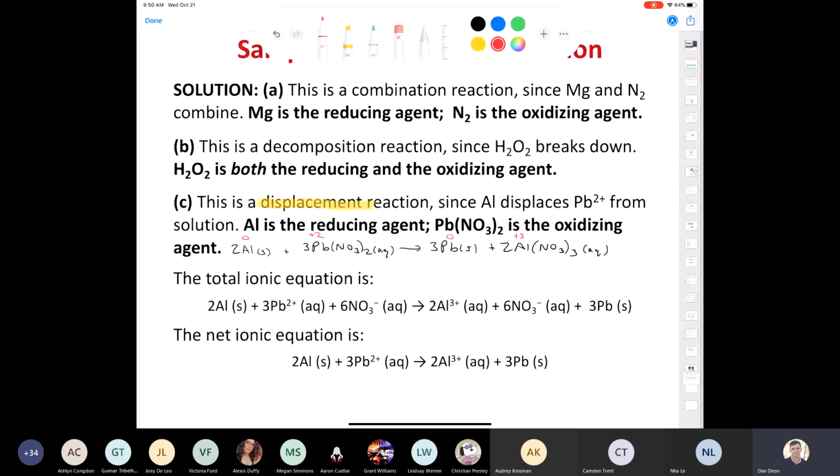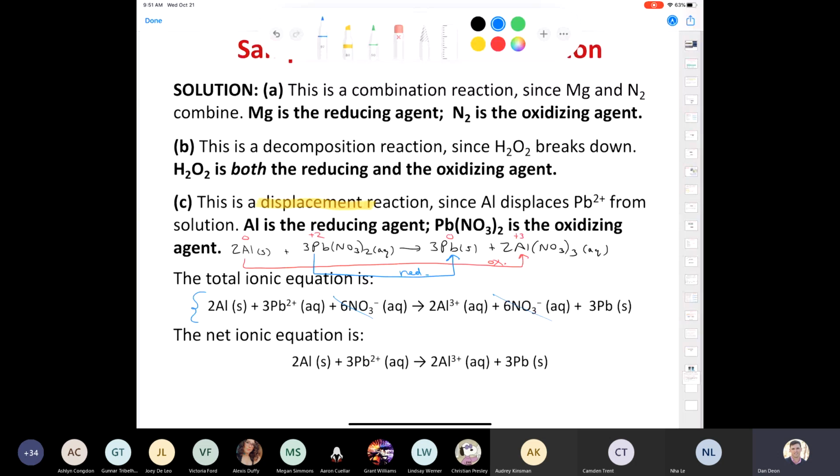So what's being oxidized and what's being reduced? Well, aluminum is being oxidized because it's going from 0 to +3. And the lead is undergoing reduction because it's going from +2 to 0. Here's the total ionic equation, where everything is broken apart into its ions. And the net ionic equation is where we cross out the nitrates and just write overall what's happening here.